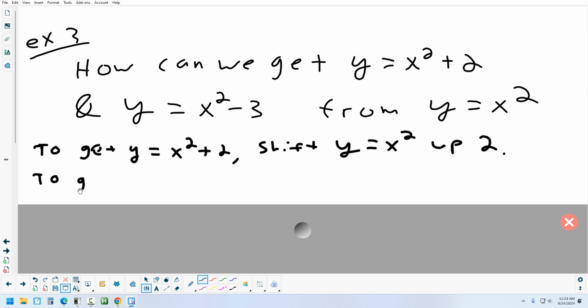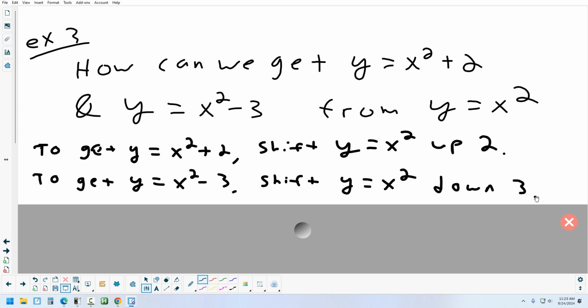How do you think we would get y equals x squared minus 3? What do you think we'd do to the original graph to get x squared minus 3? Yeah, go ahead, Maggie. Shift the original down 3. Yeah, we would shift the original down 3.